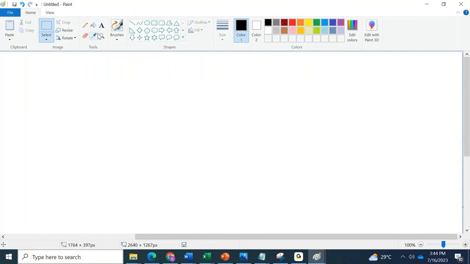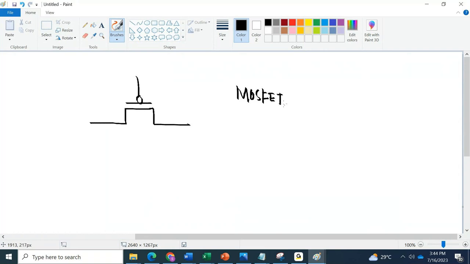Okay. So next is CMOS. If I draw it, MOSFET stands for Metal Oxide Semiconductor Field Effect Transistor. So we have four terminals here: source, drain, bulk, and gate.